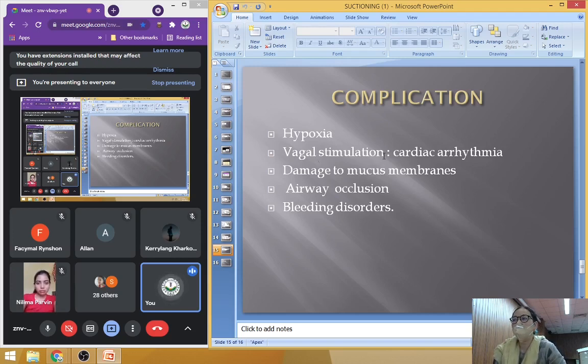Then there might be some cardiac arrhythmia, meaning irregularity in the pulse rate. It might lead to damage to the mucous membrane and bleeding. Again, it will cause more obstruction. If there is bleeding, there will be clotting, which should be avoided, leading to airway occlusion. Then bleeding disorder. These are some of the complications. It doesn't mean that it will happen, but if we are not careful and gentle, then these complications might occur. Understood?